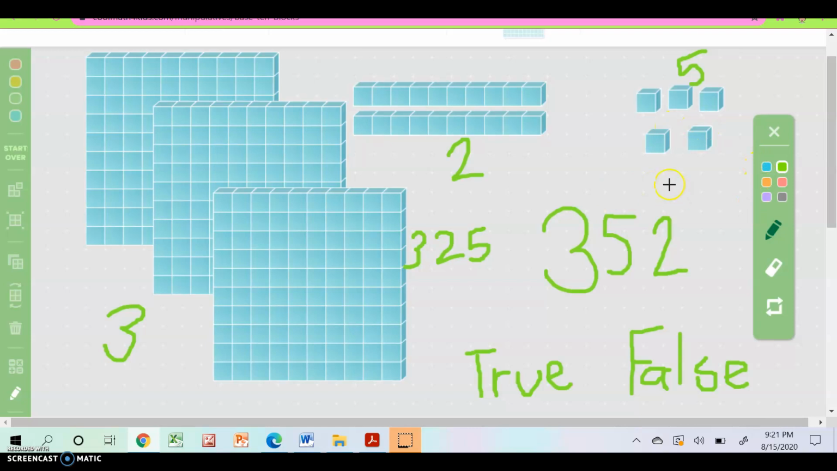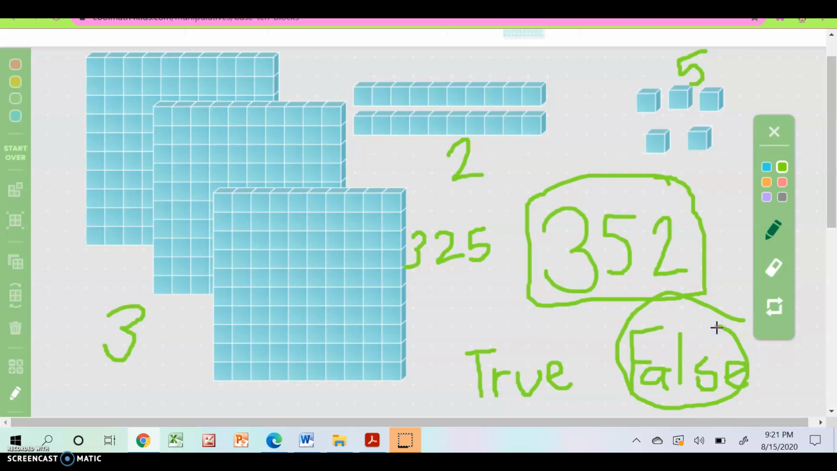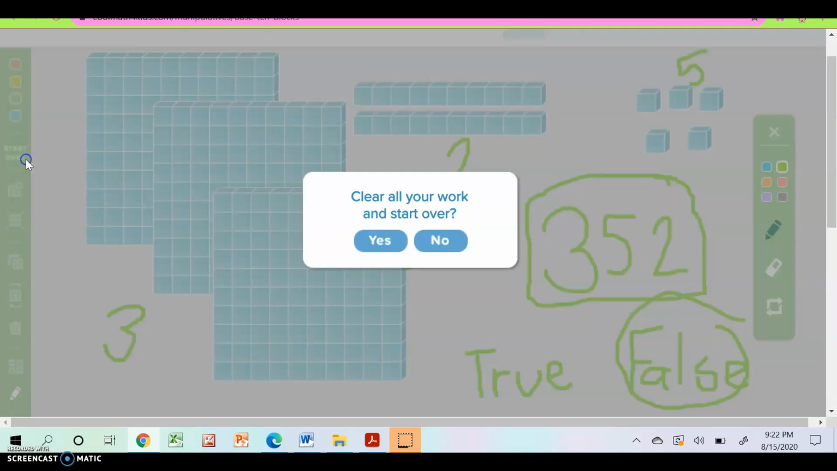Now, the number that is given to you today might look something like this. Like this one says 352. 325 and 352 are not the same. They could be easily confused, but in this case, this standard form would be false. So I would drag my false baseball to the baseball player on my screen. If the answer was 325 here, I could circle true. So let's try another one.